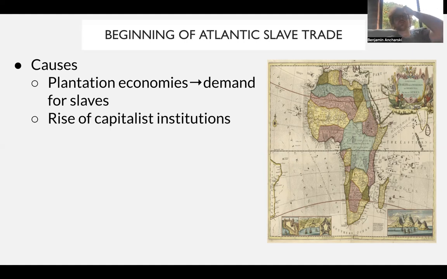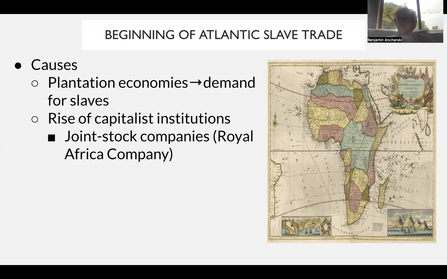But we also see that the slave trade will be able to happen because of the rise of merchant capitalism, because of the rise of joint stock companies. And these joint stock companies are going to be very influential in sponsoring the transatlantic slave trade. For example, there's the Royal Africa Company in the case of the British. It is a company sponsored by the British government, but it is partially owned by private individuals, by private stockholders.